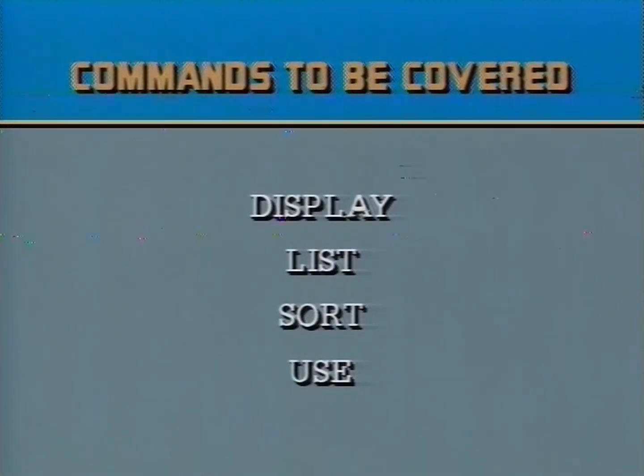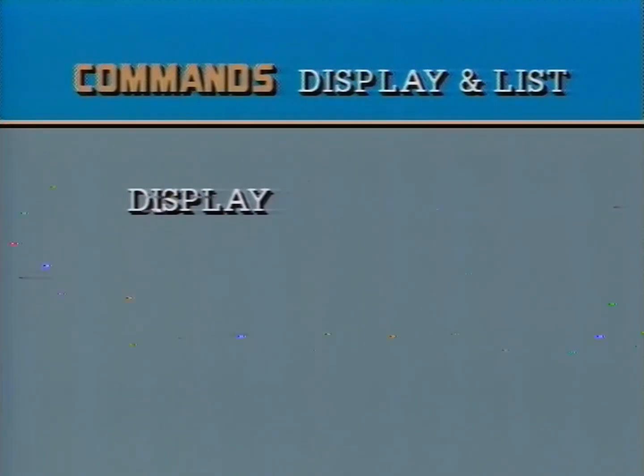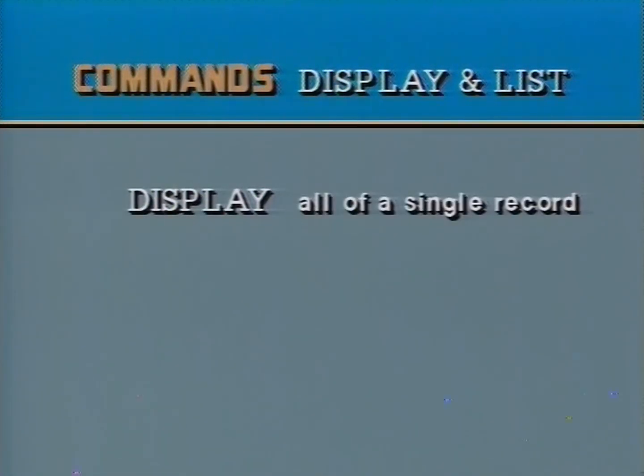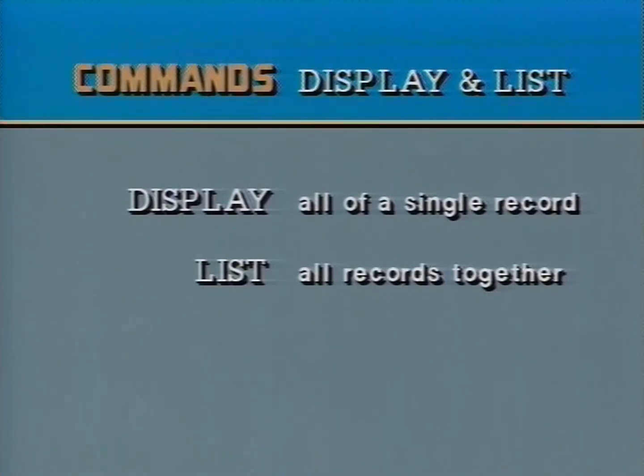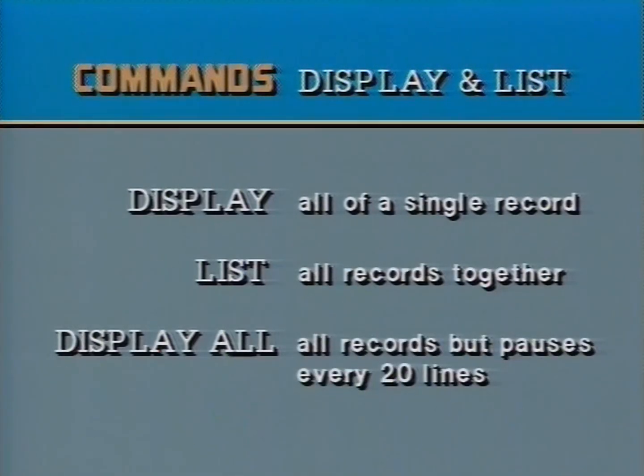In this recap, we will cover display, list, sort, and use. To see all or part of a database, use the display or list commands. The difference between the two is slight. Display, used alone, displays all of a single record. List, used alone, displays all records in their entirety. Display all is similar to list, except that it pauses every 20 lines. To continue the output, strike any key. List is normally used for printed output. Display is normally used for video output.